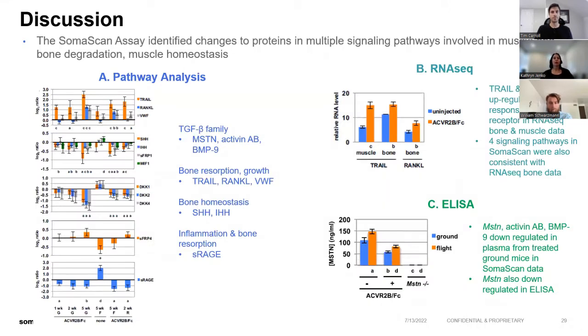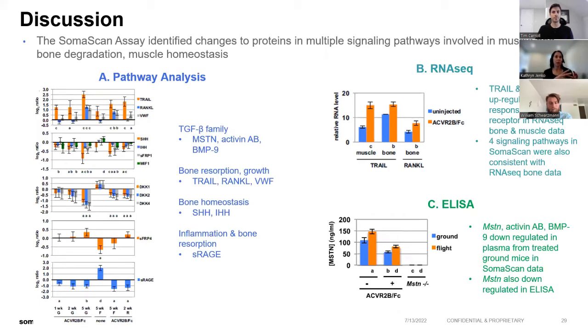And so here are some of the proteins and the actual pathways that were altered due to exposure in microgravity and treatment with the decoy receptor. The plots on the left show the log2 ratio of SomaScan protein levels in grounded treated mice to untreated mice, or flight to ground untreated mice.